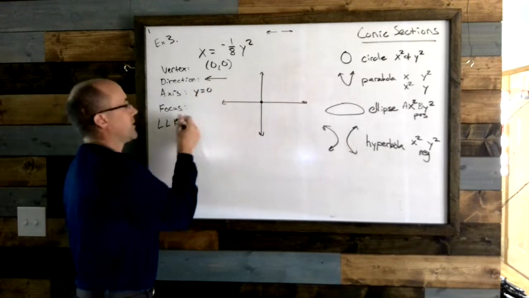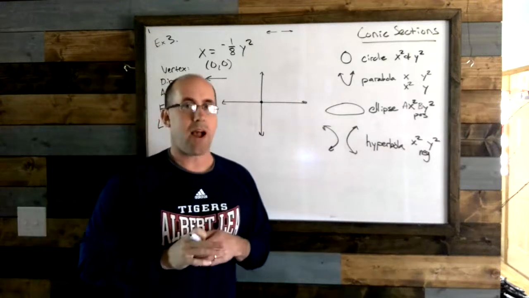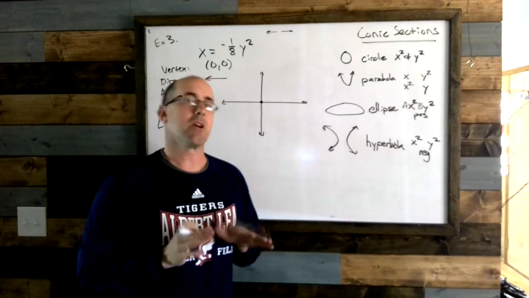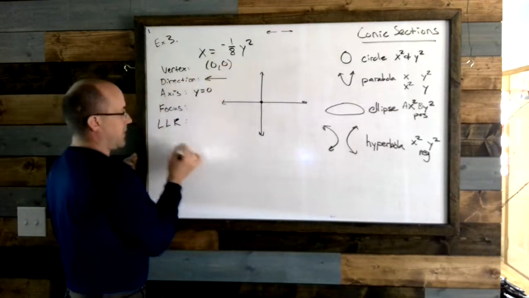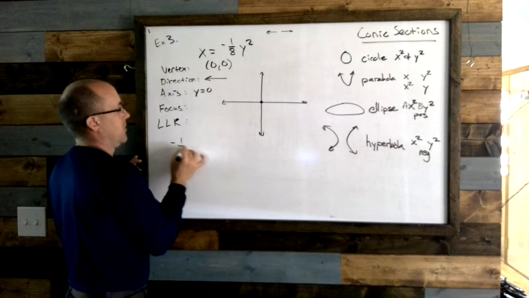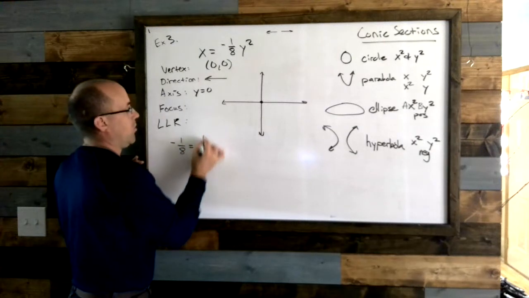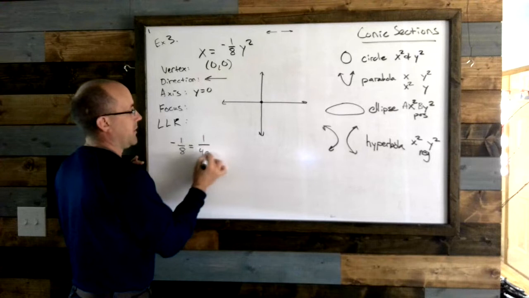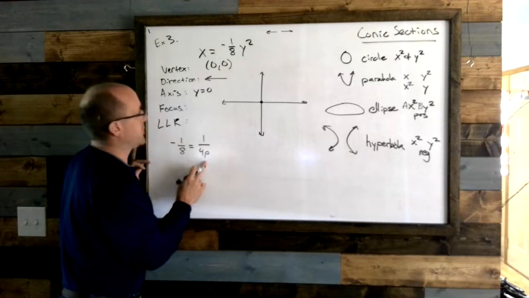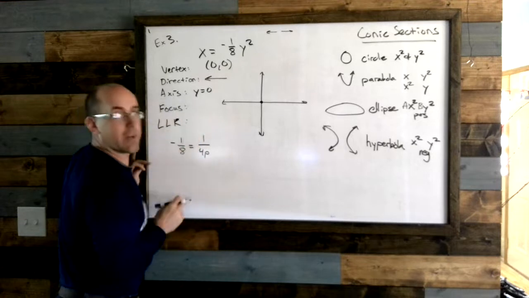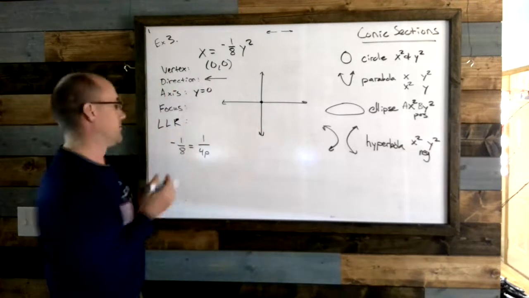Now, the focus and the length of the lattice rectum, that's what we need in order to really sketch the rest of our graph. Okay, and it's not too terribly difficult to come up with. What you do is you take the number in front of the square and you set it equal to 1 over 4p. P becomes a very important value in determining the focus point and the length of the lattice rectum. That will tell us how wide to make the parabola.